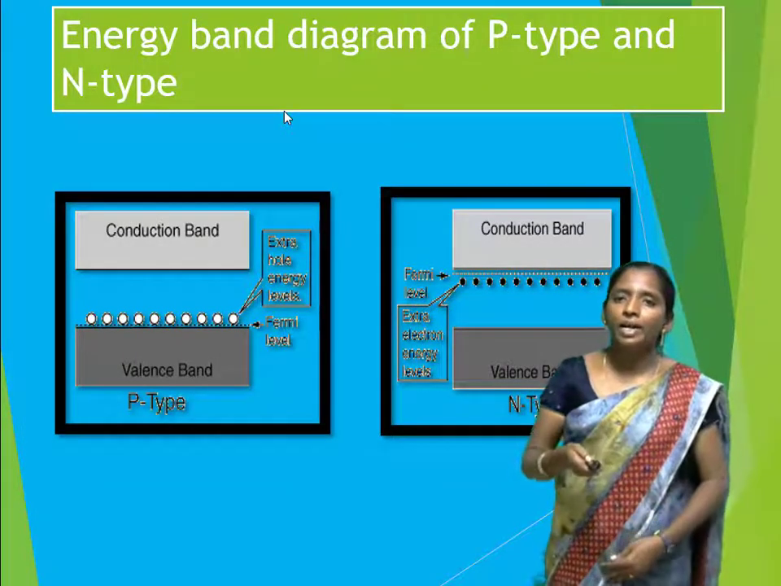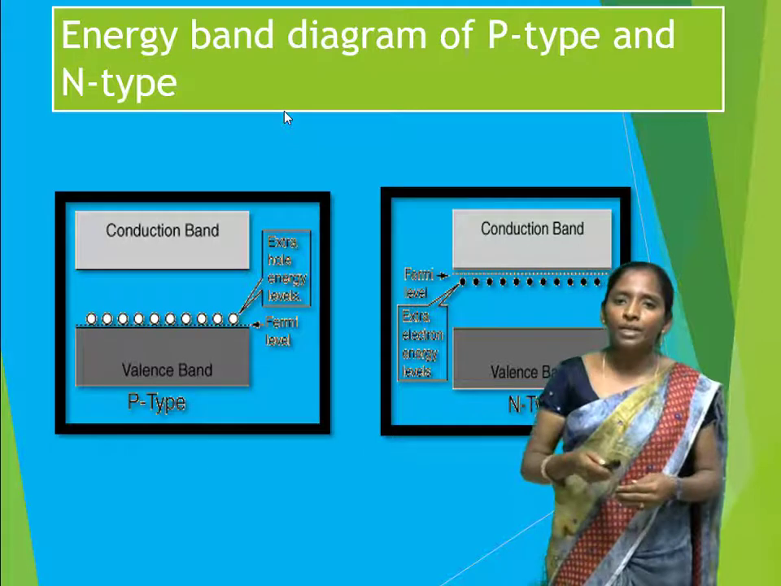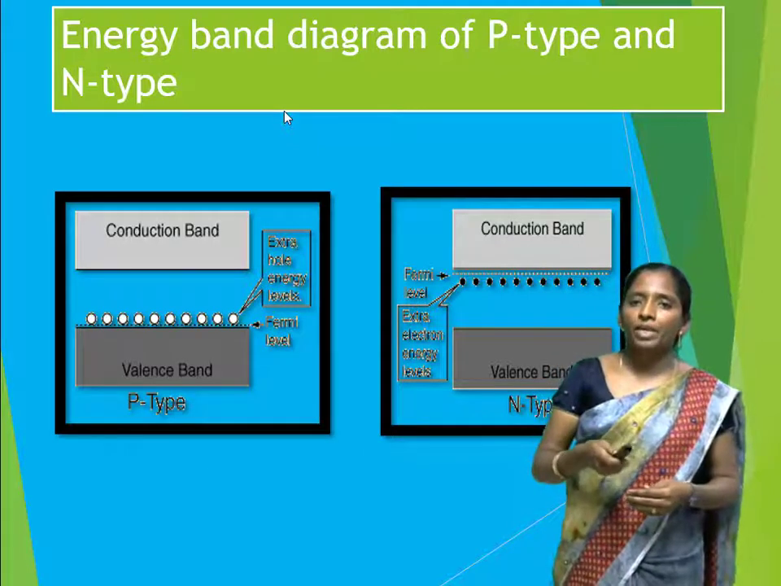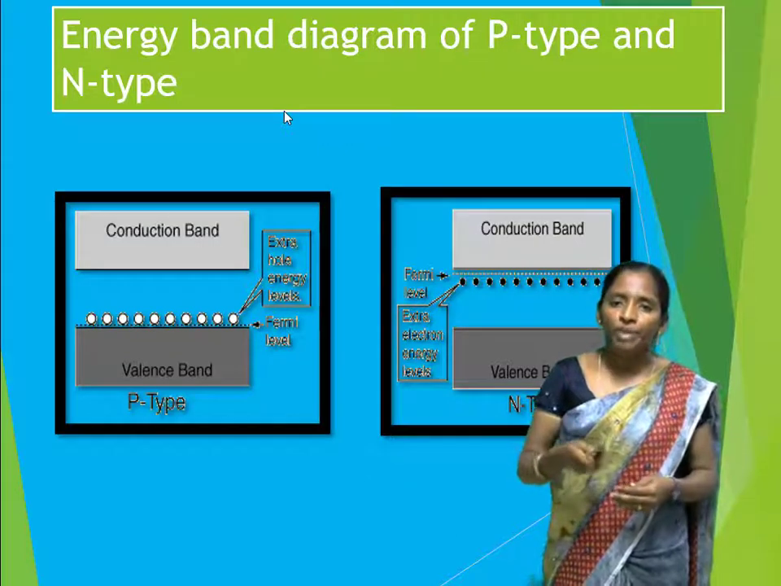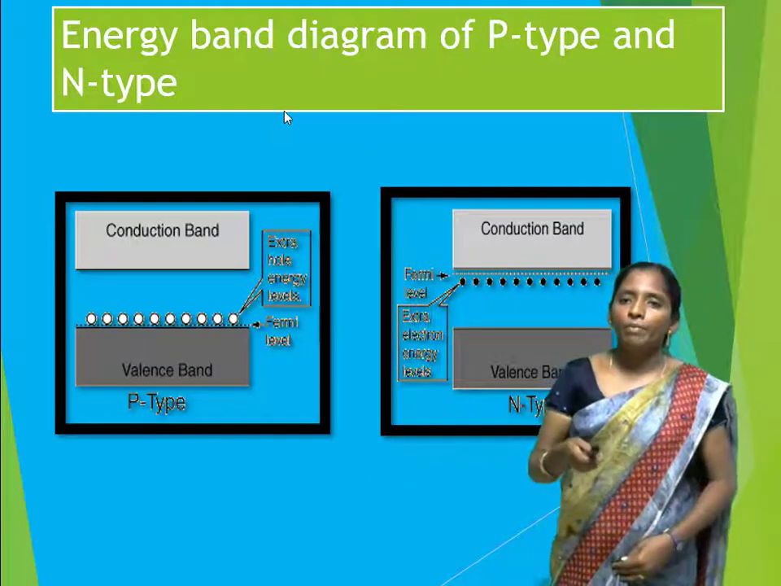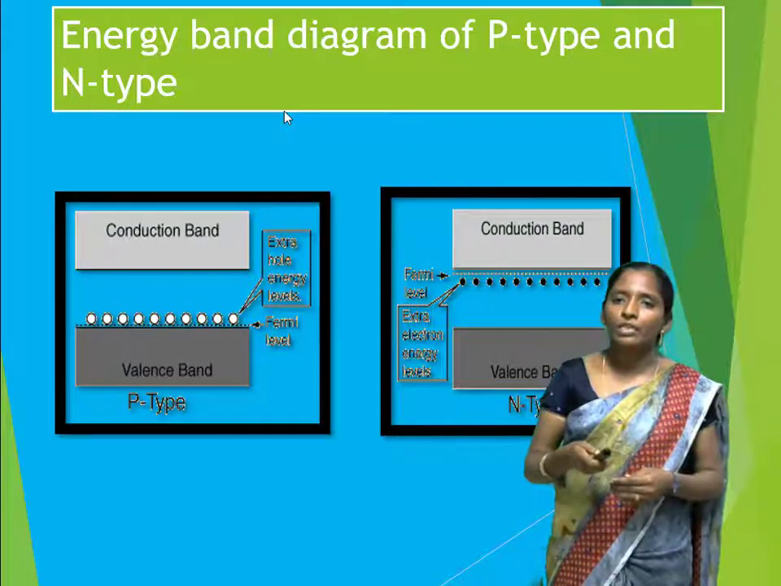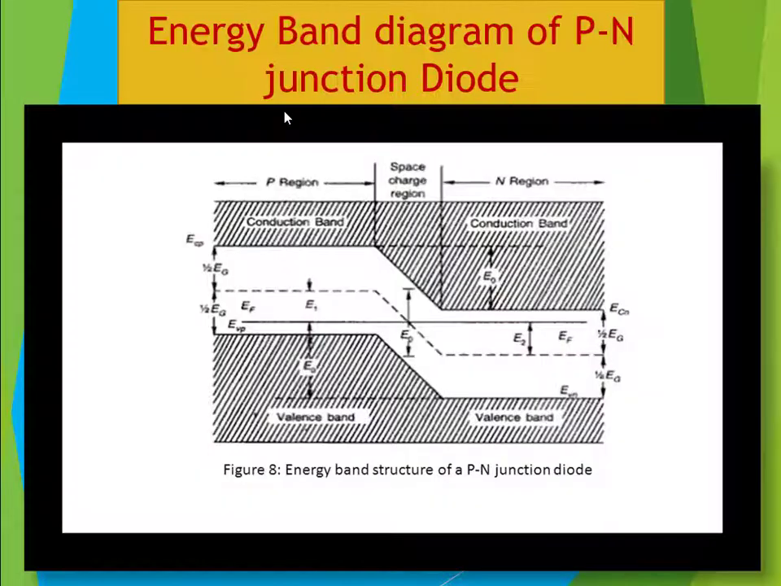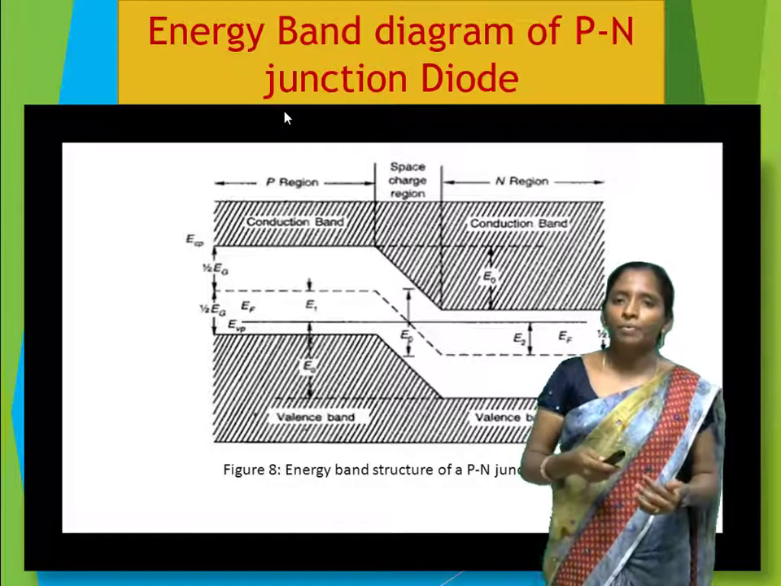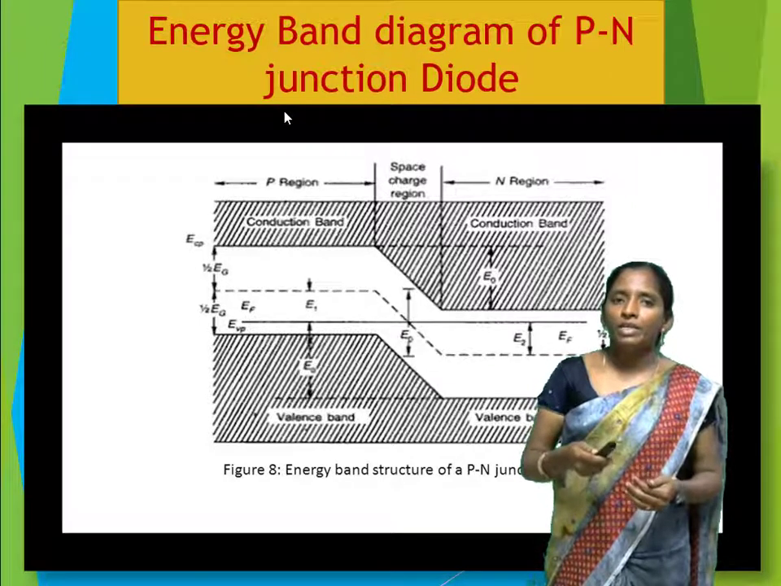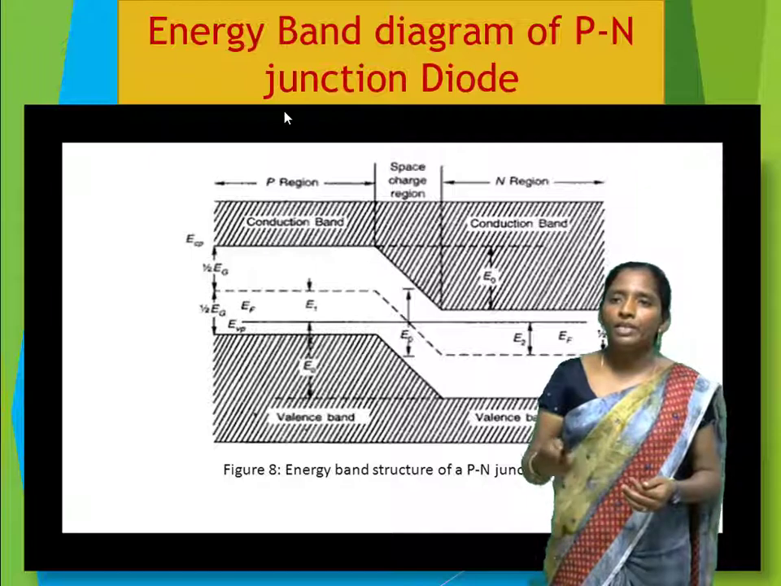This is the energy band diagram of the p-type and n-type materials. Here, for p-type the Fermi energy level is towards the valence band, and for n-type the Fermi energy level is towards the conduction band. In the energy band diagram of the p-n junction diode, we have to equalize the Fermi energy level in the p-type and the Fermi energy level in the n-type.